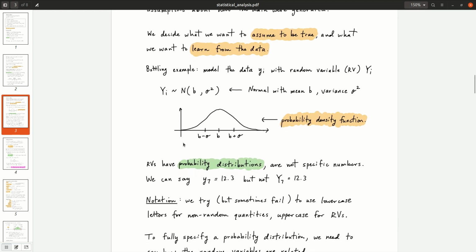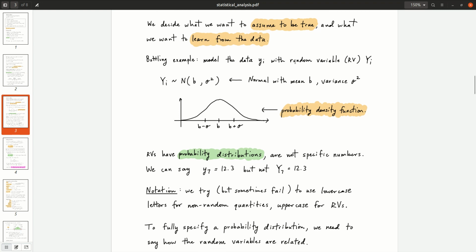All right, so just a quick reminder, this is what a normal distribution looks like, at least the best I could draw it. The center of the distribution is b, and then the bulk of the distribution is between, say, b minus sigma or b minus 2 sigma and b plus sigma or b plus 2 sigma.